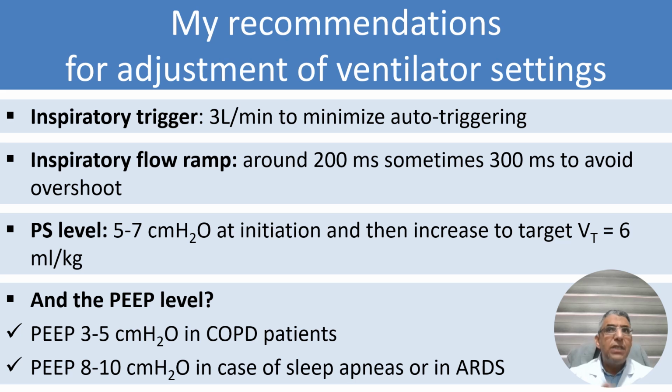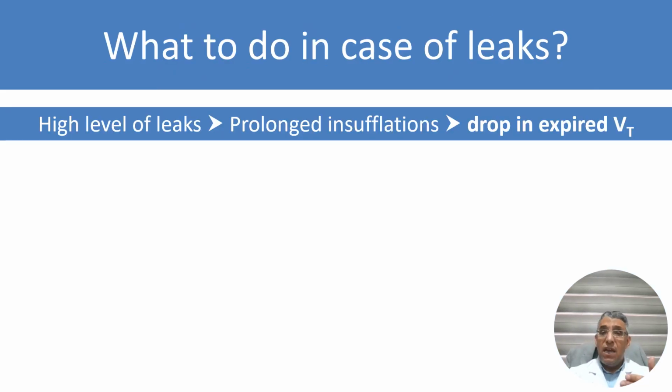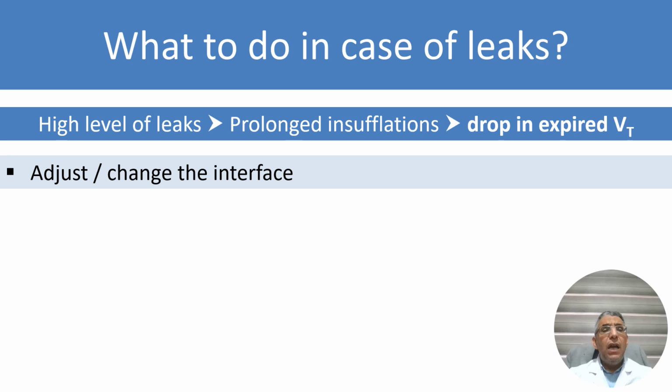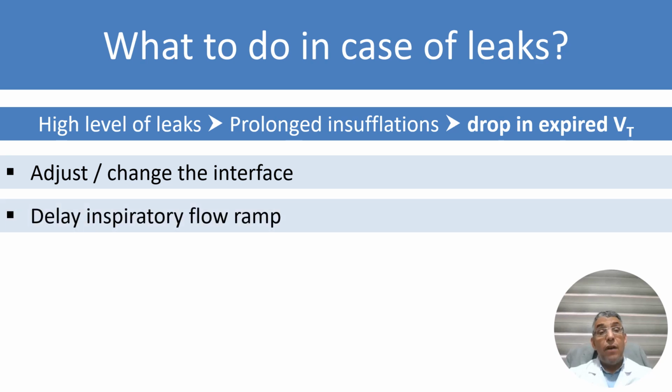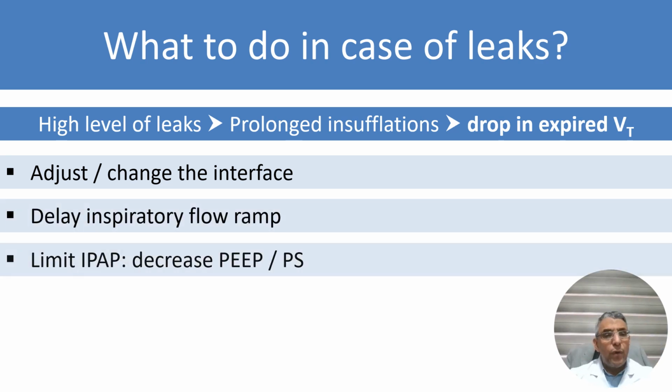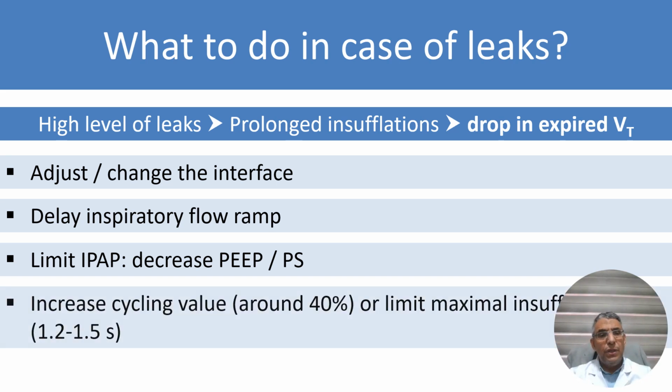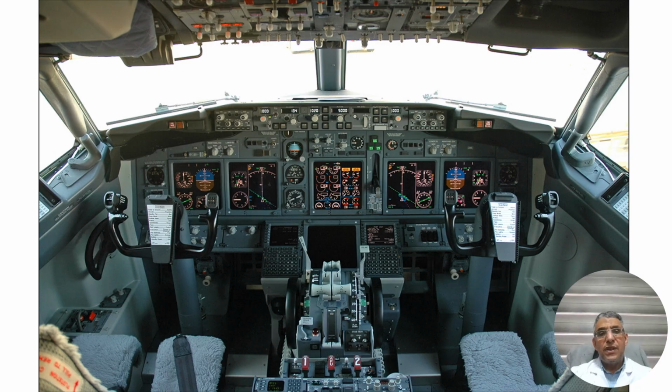And in patients where you suspect obesity hypoventilation syndrome or obstructive sleep apnea, give 8 to 10 centimeter water, as in those with ARDS. If there is a leak, you have to adjust the interface. You have to delay the inspiratory flow rise, decrease the pressure support. But if I decrease the pressure support, decrease the IPAP, I will decrease the EPAP, but the EPAP should not be less than 3 centimeter water. And finally, increase the cycling value from 25 to 40%.